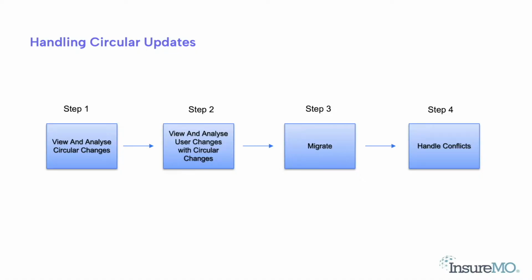Step 1 would be to view and analyze circular changes in standard products. Step 2 would be to view and analyze user changes with the circular changes. The third step would be to migrate your customization to the new base version of the circular. And the fourth step would be to handle any conflicts as a result of migration.